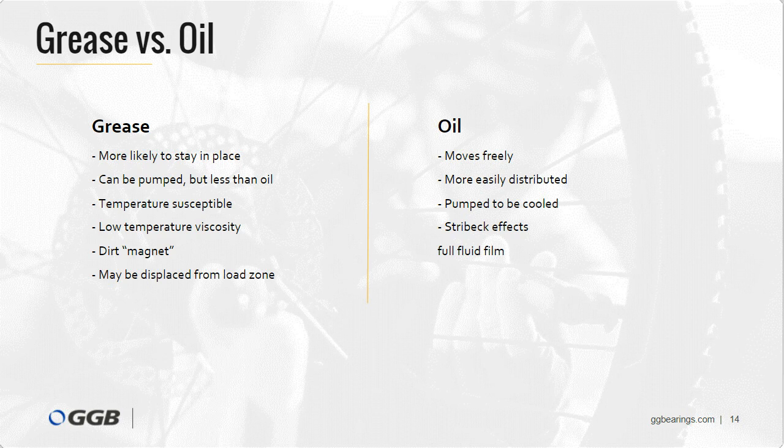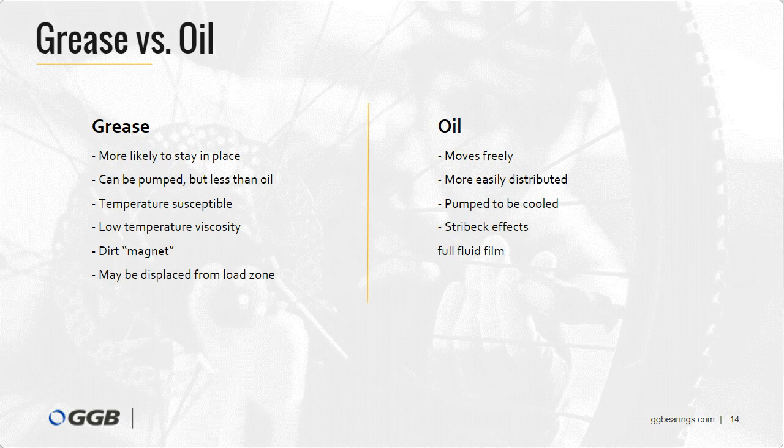Oil, on the other hand, can move very freely. It's more easily distributed. It could be pumped to be cooled. That's what we said about the difference between grease and oil and its temperature susceptibility. And it's got Stribeck effects that can be very positive for us. And you can have a full fluid film from oil, and we're going to spend a lot of time talking about that.